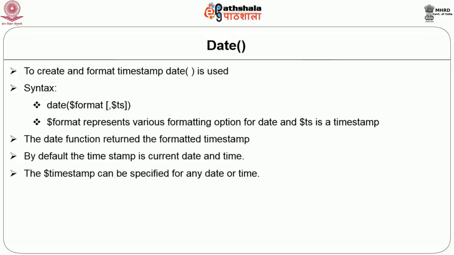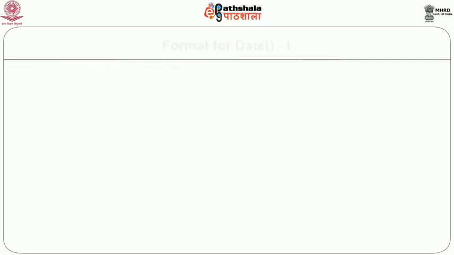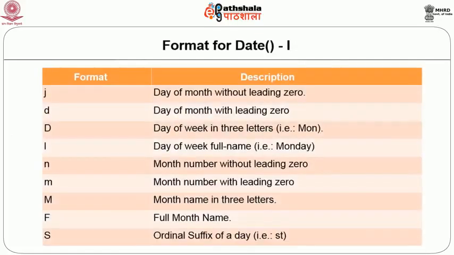The date function creates and formats a timestamp. The syntax is date, you provide the format and optionally a timestamp. If you do not provide a timestamp, it will take the current timestamp. Let's say, for example, we create one date function, and these are the various format options available for date.